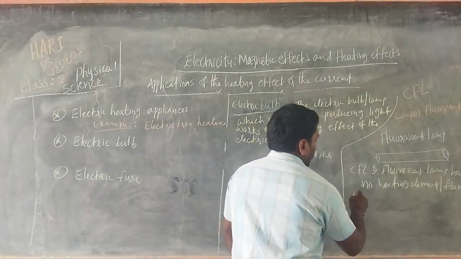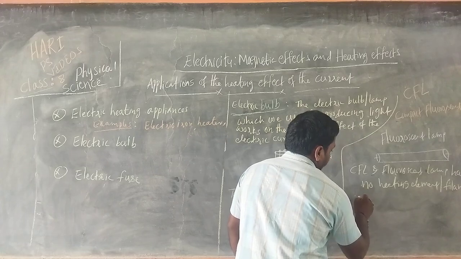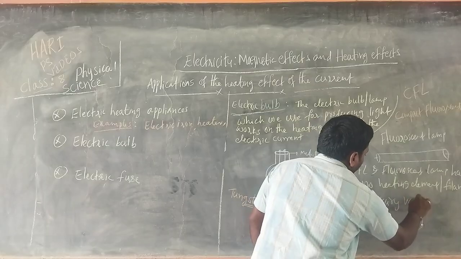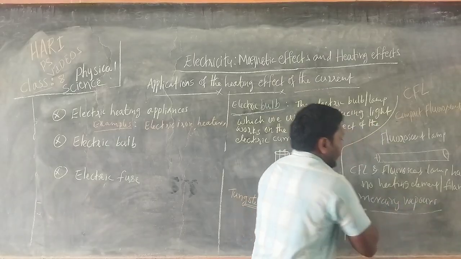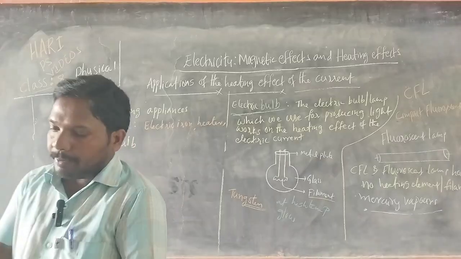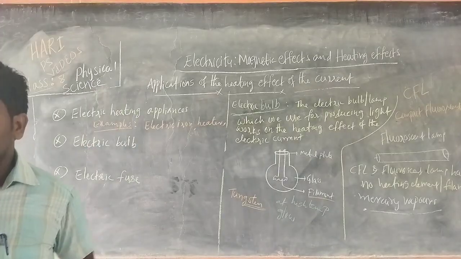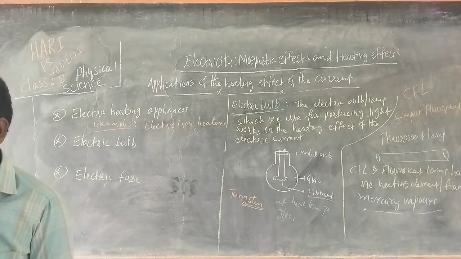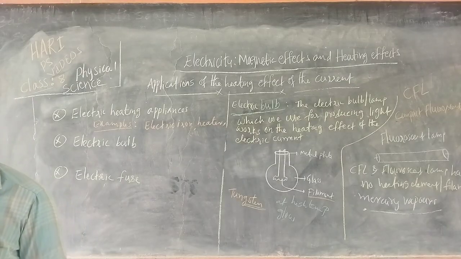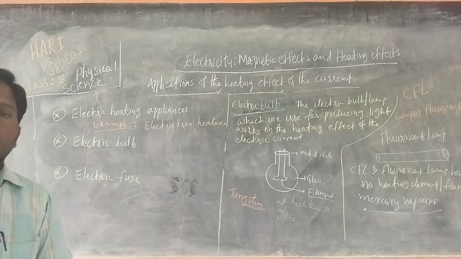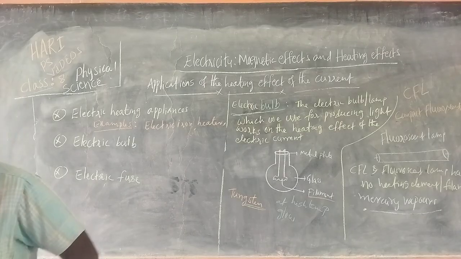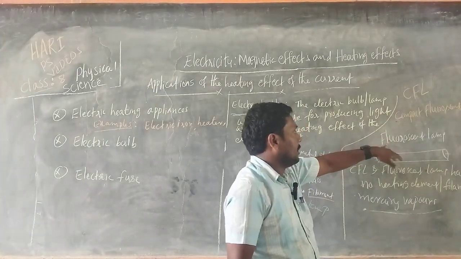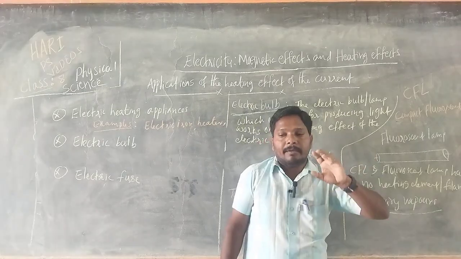These fluorescent lamps have a kind of gas. The kind of gas is mercury vapor. The fluorescent tube lights and compact fluorescent lamps work on the same principle, only they contain a kind of gas or vapor inside the glass tube.